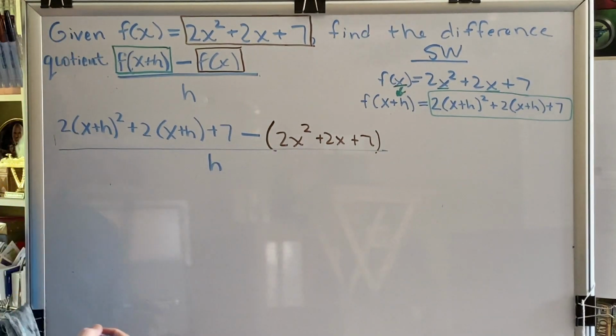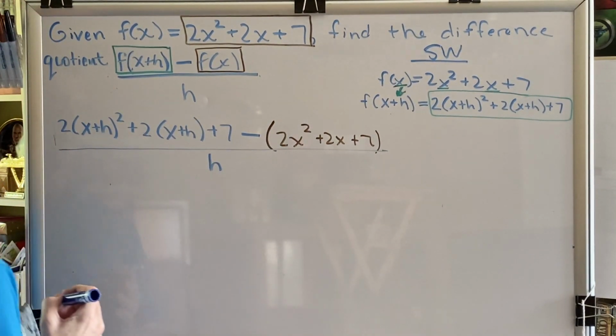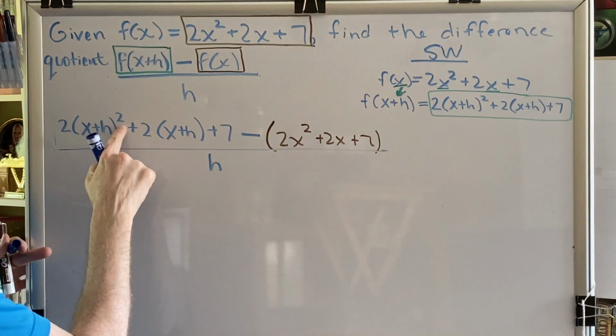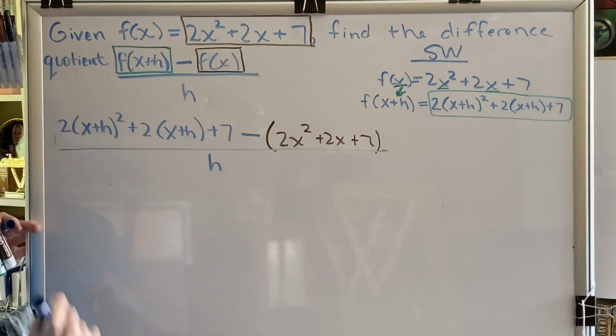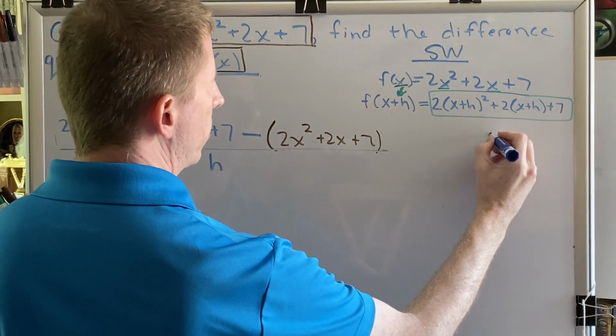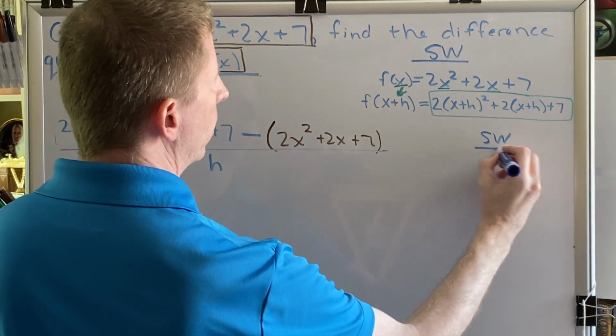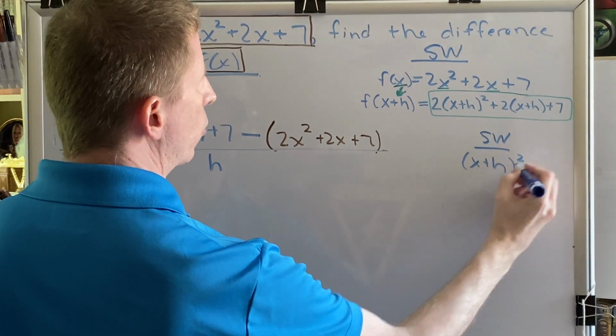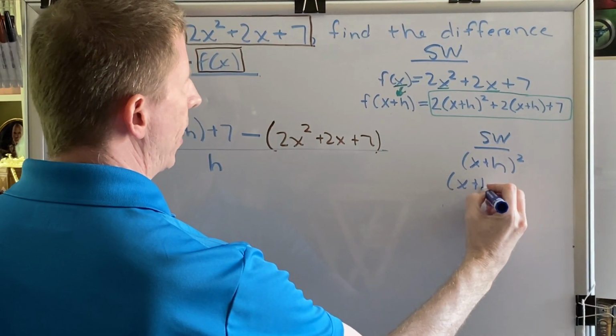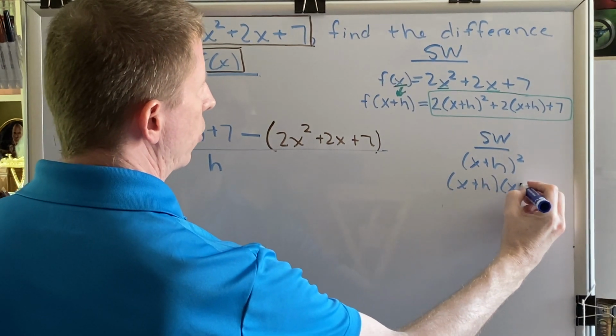Okay, now we begin to simplify. Order of operations says that exponents come before everything else. So we need to figure out what x plus h squared is. Let's also do this in our side workspace. So we have x plus h in parentheses squared. That's the same as an x plus h times a second x plus h.